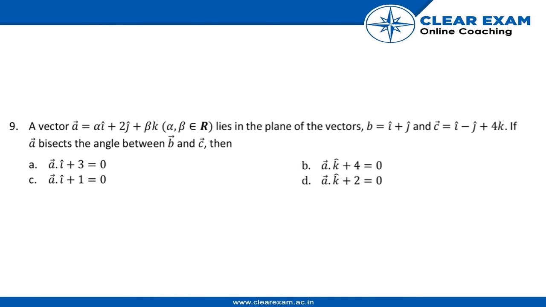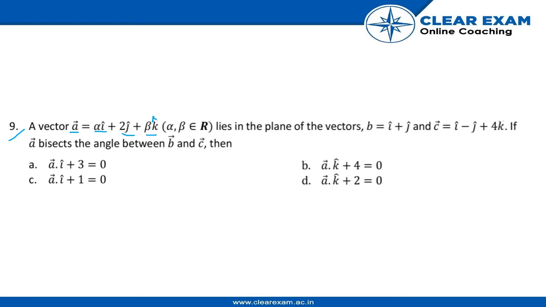Hey guys, now we are going to solve question number 9. Let's see what the question states. A vector is defined as alpha i cap plus 2j cap plus beta k cap, and alpha and beta belong to R.